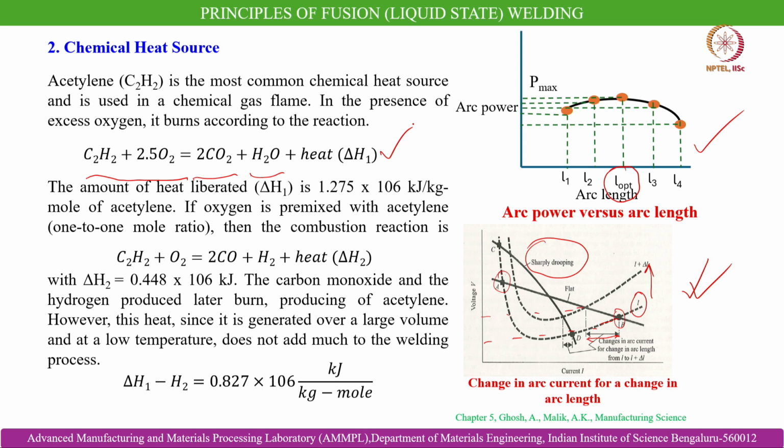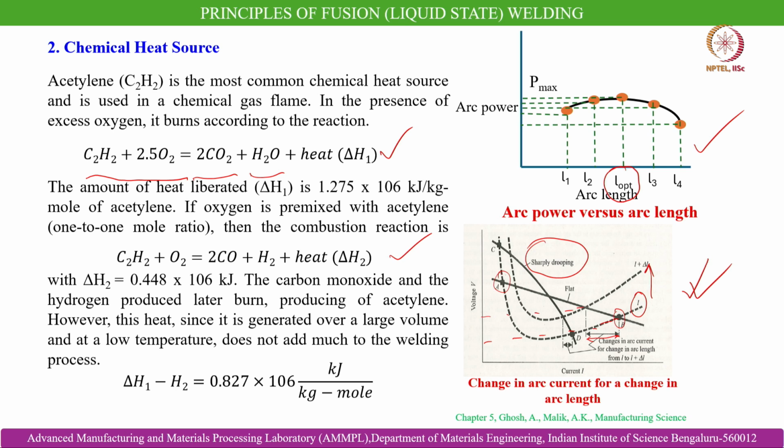So, basically it is an exothermic reaction, which is termed here as delta H1. The amount of heat liberated here is 1.275 into 10 to the power 6 kilojoule per kg mole of acetylene. If oxygen is premixed with acetylene in a 1:1 mole ratio, then the combustion reaction can be like this, where C2H2 plus O2 generates carbon monoxide and hydrogen, and it also liberates heat. Again, this is an exothermic reaction.